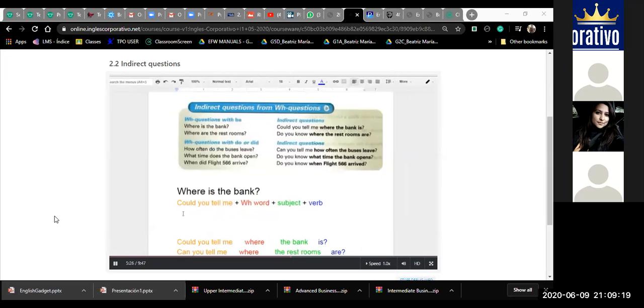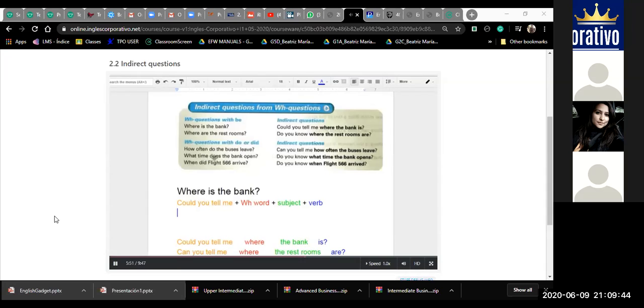Basically, we're going to follow the same pattern for the questions that you see towards the bottom. The only difference here is that we're no longer using the verb to be. We're using other verbs. We could be talking about the present or the past, and that's what it means by either do or did. So let's try to make sense of those as well. It's a similar pattern, if you will. How often do the buses leave?